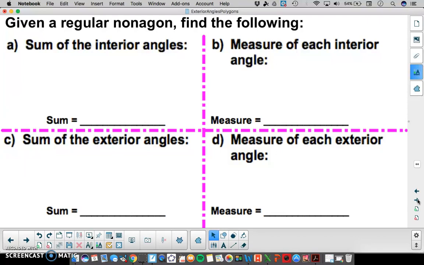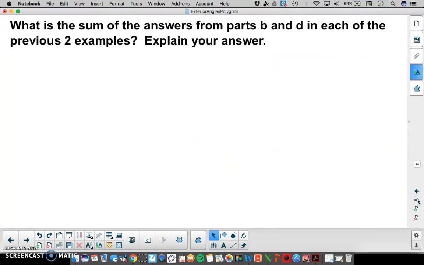Here is an example I want you to try on your own. Given a regular nonagon, find the following. Another example I want you to try on your own. Given a regular dodecagon, find each of the following. I also want you to analyze your answers from the previous two examples and find the sum of the answers from parts B and D in each of those, and explain why you get the solution you do.